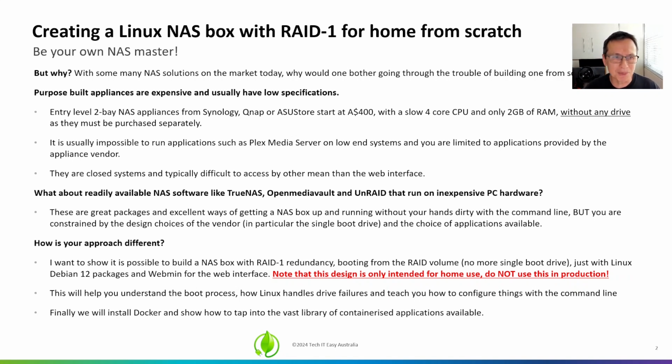Those two bay NAS appliances from Synology, QNAP or Asustor, they start at around $400 Australian for a slow CPU and only 2 gig of RAM, and they don't include any drive, so you need to buy them separately, and they tend to be quite expensive, so your cost is going to go up very quickly.